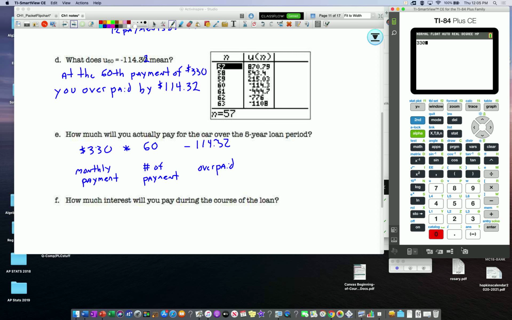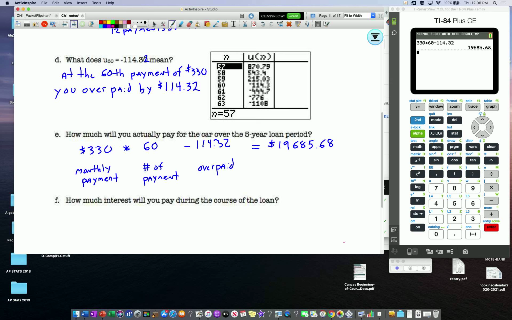So I paid $330 60 times minus 114.32. That's how much I overpaid on the last payment. So for that car, I paid $19,685.68. Wow. Okay. So yeah, the car was originally $18,000.